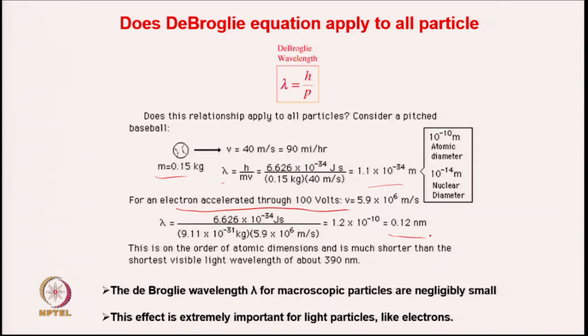So, now you can see the difference between the lambdas. The lambda of the electron is 0.12 nanometer, whereas the lambda of the baseball is 1.1 times 10 to the power minus 34 meter. What that means is, de Broglie wavelengths for macroscopic particles are negligibly small, and this effect is important only for light particles like electrons, because 0.12 nanometer is of the order of atomic dimension, whereas 1.1 times 10 to the power minus 34 meter is negligibly small.